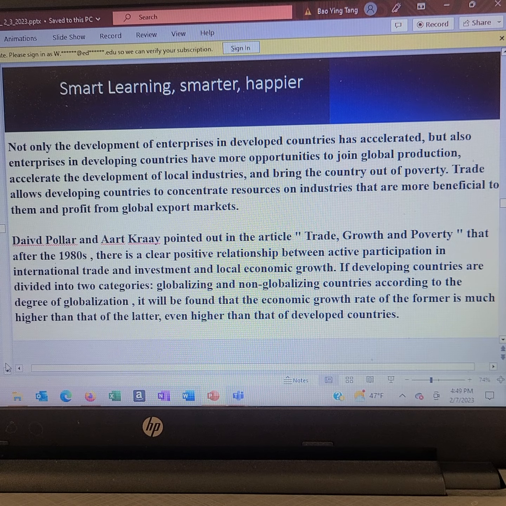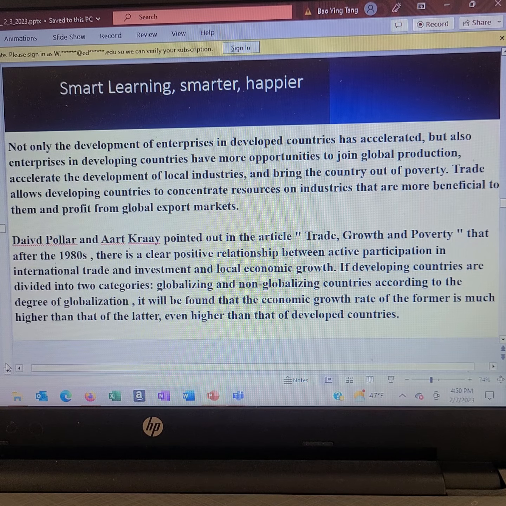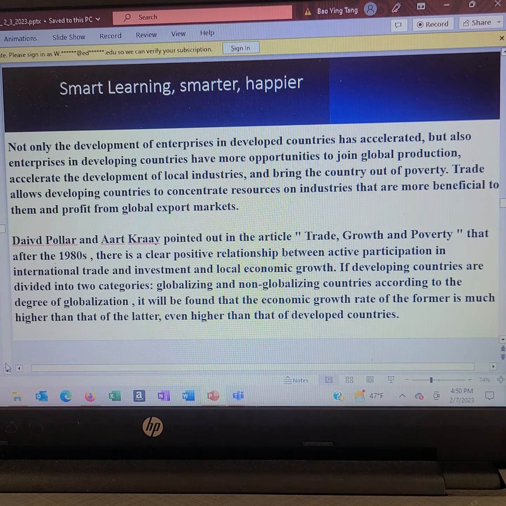David Dollar and Aart Kraay point out in the article, Trade, Growth, and Poverty, that after the 1980s, there is a clear positive relationship between active participation in international trade and investment and local economic growth. If developing countries are divided into two categories, globalizing and non-globalizing countries, according to the degree of globalization, it will be found that the economic growth rate of the former is much higher than that of the latter, even higher than that of developed countries.